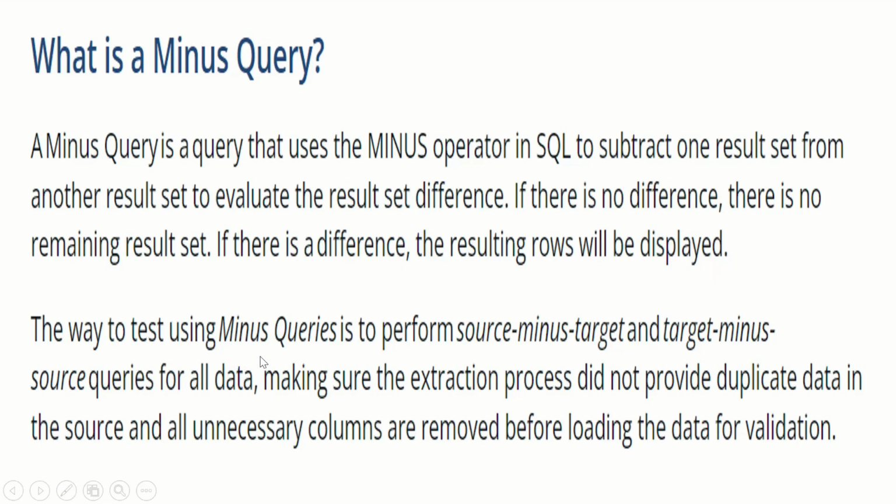The way of testing using minus queries is to perform source minus target and target minus source queries for all data, making sure the extraction process did not provide duplicate data in the source, and all unnecessary columns are removed before loading the data for validation.